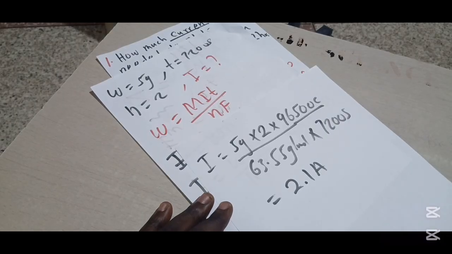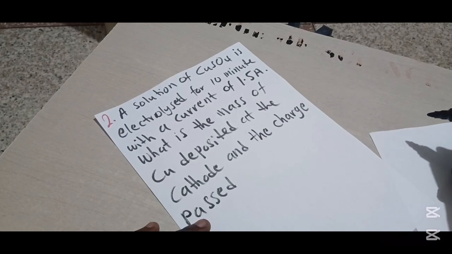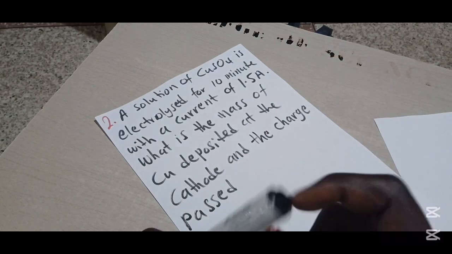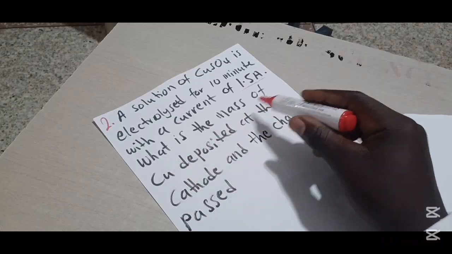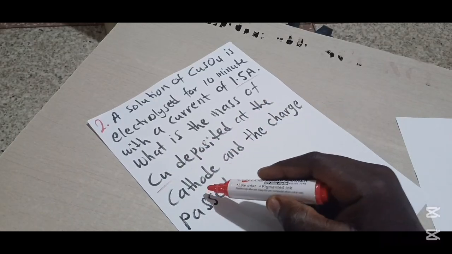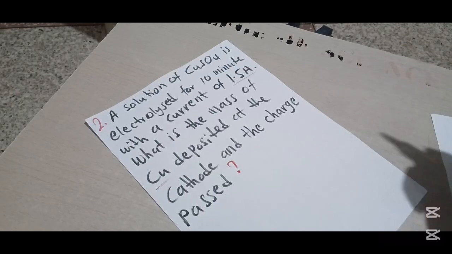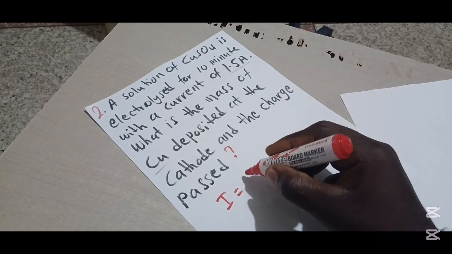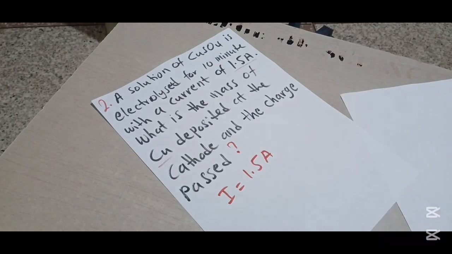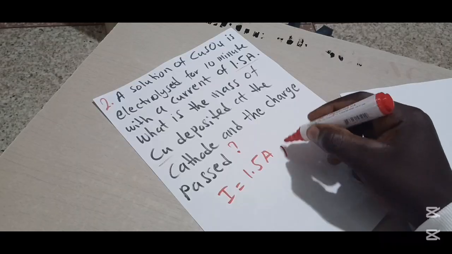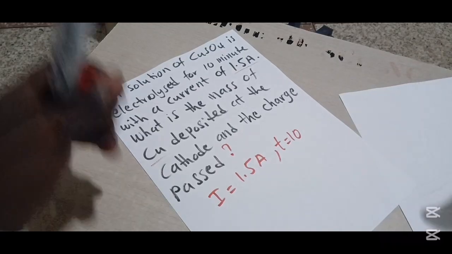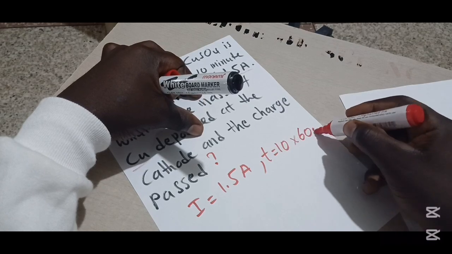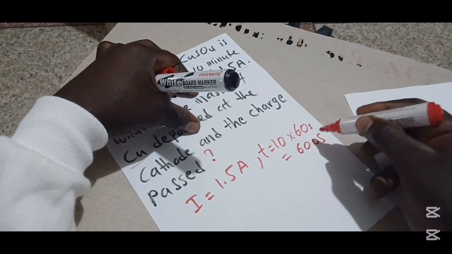So this is going to give us 2.1 ampere. A solution of copper sulfate is electrolyzed for 10 minutes with a current of 1.5 ampere. What is the mass of copper deposited at the cathode and the charge passed? So we are looking for the mass and charge passed. We have our current I to be 1.5 ampere and our time in minutes to be 10. Now converting this to seconds, we just multiply it by 60 seconds. And this is going to give us 600 seconds.